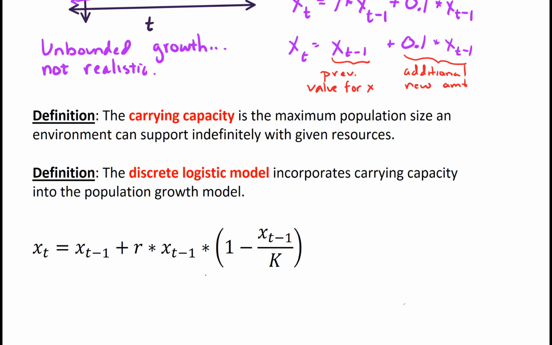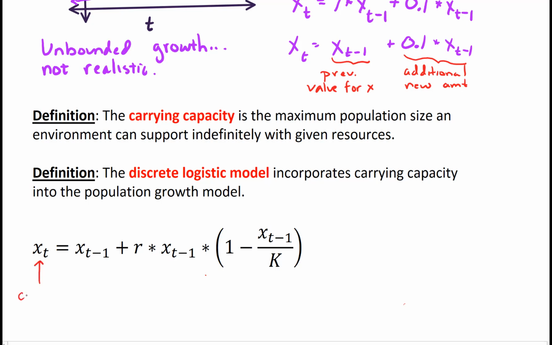So the carrying capacity is the maximum population size an environment can support indefinitely with given resources. And the discrete logistic model incorporates carrying capacity into the population growth model. And as we said, this is a discrete time model. Okay, so let's take a look at what we've got here. We've got x sub t equals x sub t minus 1 plus r times x sub t minus 1 times parentheses 1 minus x sub t minus 1 over K close parentheses.